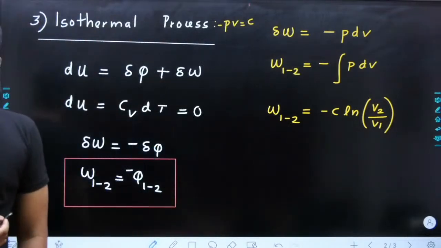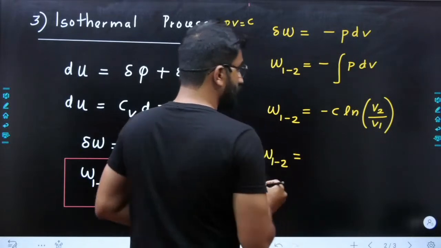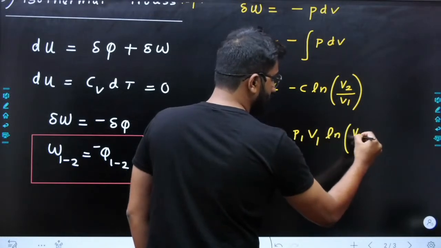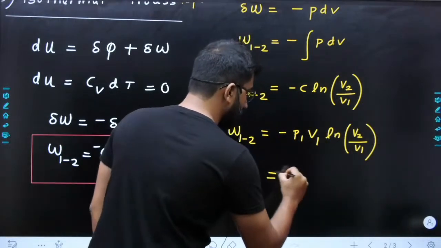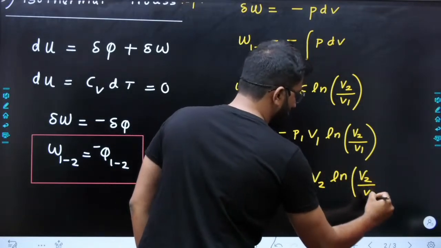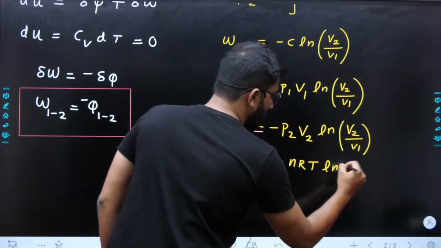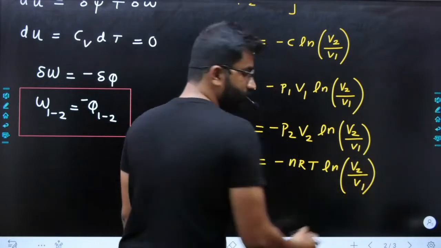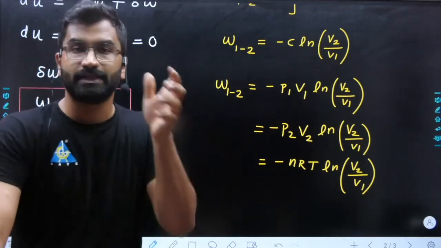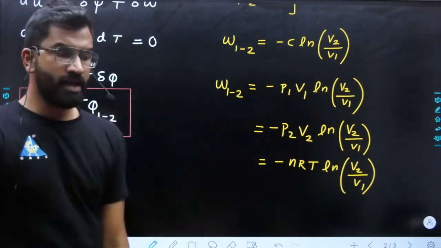Minus C ln V2 by V1. So we know what the value of C can be. What can be the values of C? The value of C can be minus P1 V1 ln V2 by V1. It can also be minus P2 V2 ln V2 by V1, and it can also be minus nRT into ln V2 by V1. And why is there a minus sign? Because of the sign convention for us chemical engineers, we get a minus, that's all. Otherwise there is no minus. Okay? So this is the meaning.